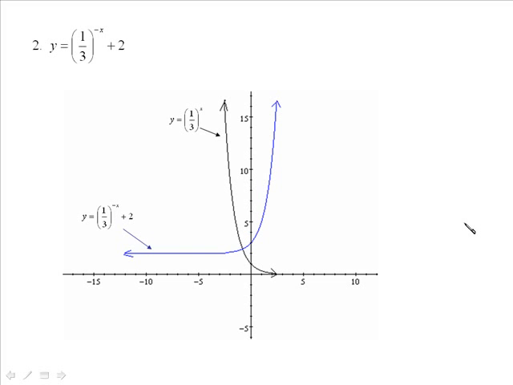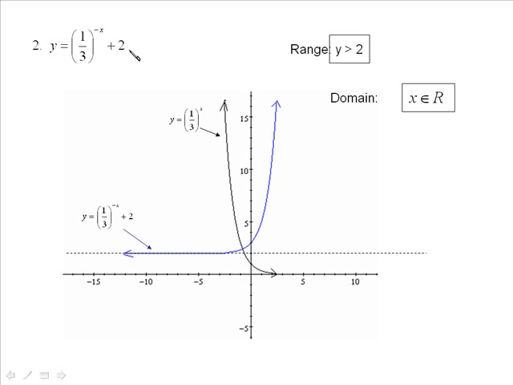So don't think too hard about this question. If you need to get the range, it is going to be y is greater than 2. Here again, we care about the vertical translation. The horizontal asymptote used to be at y is equal to 0. It is now y is equal to 2. The domain, as before, is all real numbers. So these are exam type questions, just basically requiring you to know what you're doing.